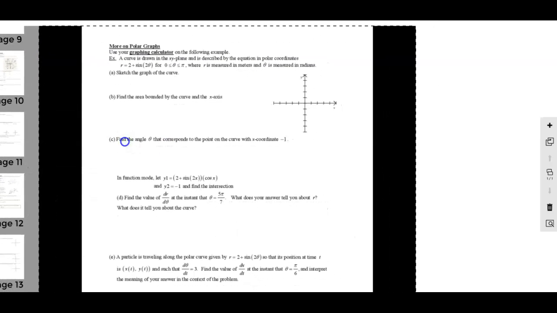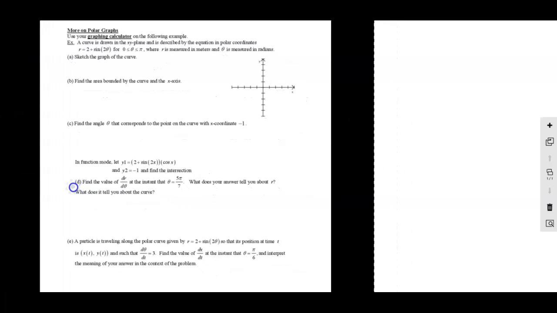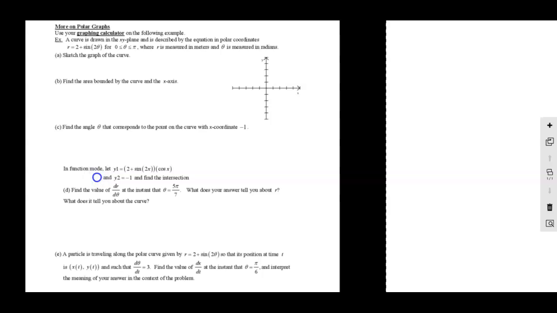This is a pretty long free response question. You can tell it's a free response because it has multiple parts. This is an old AP exam question. Let us go for it. Here we go. It says a graphing calculator is going to be used on this example.